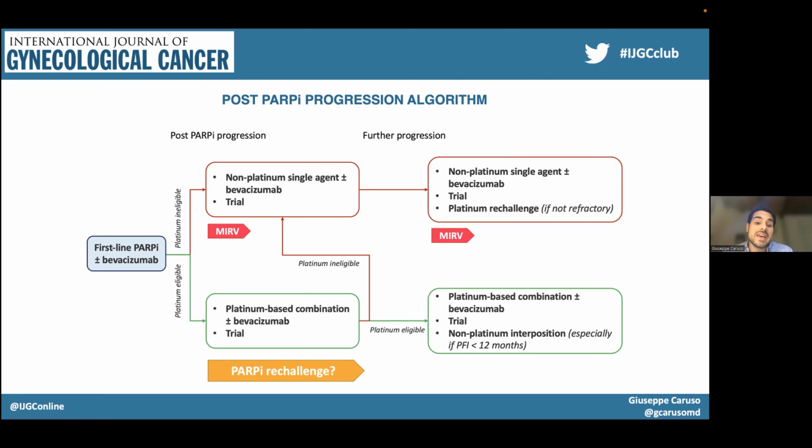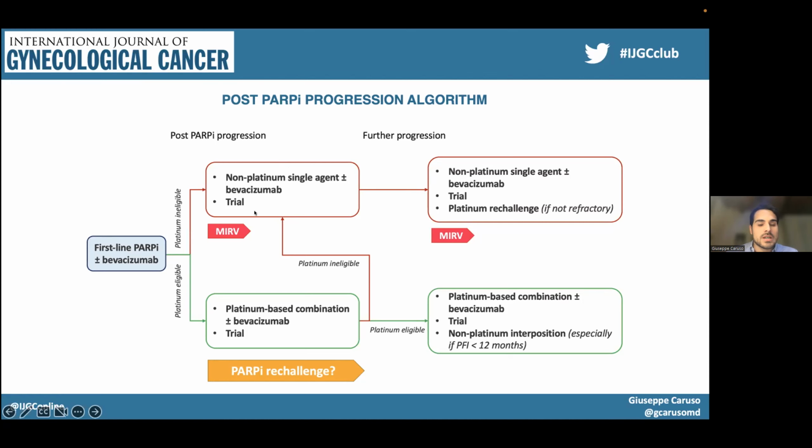And then we have the emerging issue of the PARP inhibitor beyond oligoprogression, and we already have some retrospective evidence suggesting that patients may continue to benefit from the PARP inhibitor if they are managed with local regional treatment, either surgery or radiotherapy. On the other hand, you can see here in red, we have the platinum-ineligible patients who receive non-platinum single agent, again, with or without bevacizumab.